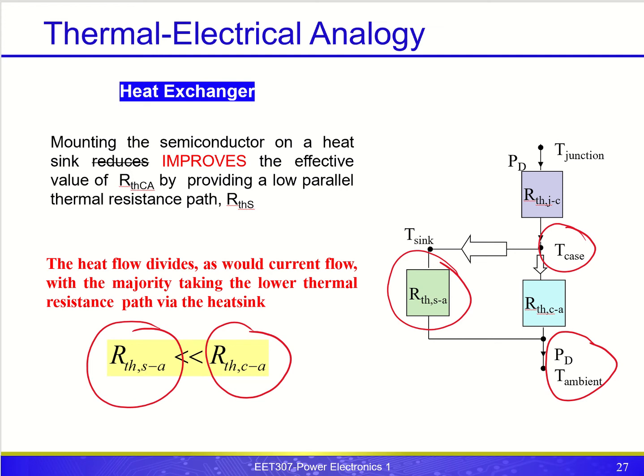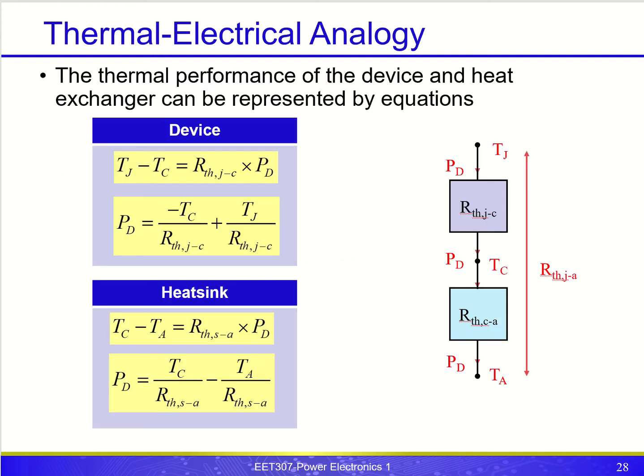I want all of you to understand thermal resistance. We need the value to be as low as possible. The heat flow divides as the current flow does, with the majority taking the lower thermal resistance path, the heatsink. So we can divide it into two parts, the first on the device and the second on the heatsink. The thermal performance of the device and heat exchanger can be represented by an equation.